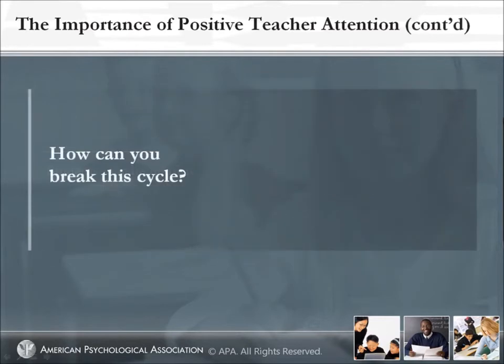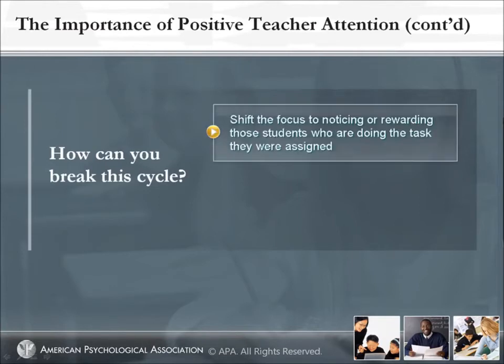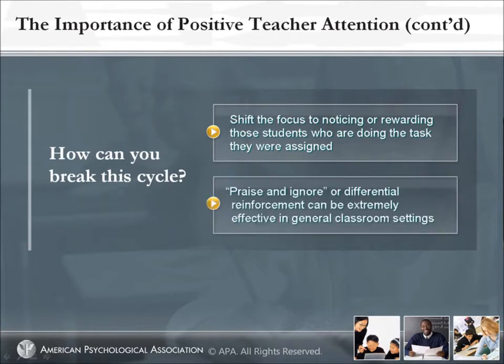How can we break this cycle? One of the best ways to change this pattern is to shift the focus to noticing or rewarding those students who are doing the task they were assigned. Such attention should be as specific as possible. "I like the way Joan has her book open and her eyes on me." Such an approach, termed praise and ignore, or differential reinforcement, can be extremely effective in general classroom settings.